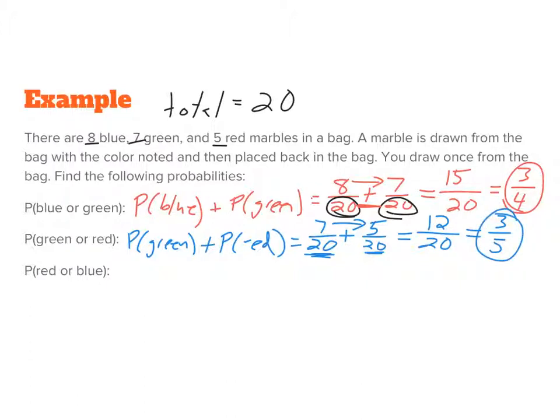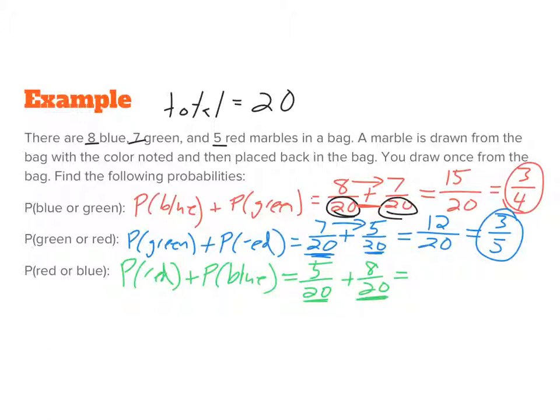For our last example, we want red or blue, so I can take the probability of red and add it to the probability for blue. We know both of the probabilities already. Red is 5 over 20. Blue is 8 over 20. Again, I'm looking for the denominators to be the same, and they are, so I can put that as the denominator for my answer, and I can add straight across. 5 plus 8 gives me 13. 13 over 20 cannot be simplified, so I leave that as my answer. So the probability of red or blue is 13 over 20.